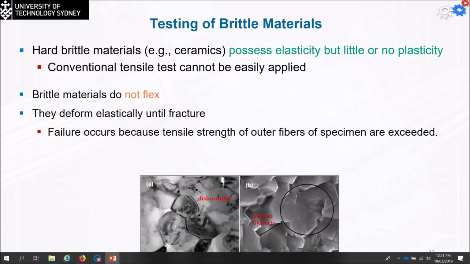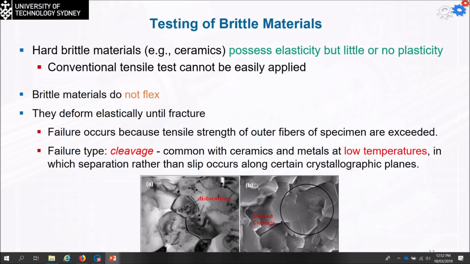So usually the failure occurs because the tensile strength of the outer fibers of the specimen is exceeded. Now this is my part. When I try to bend it, the fracture usually occurs at the end, and then it goes through all the material because the outer fibers, as we said once again, exceed the tensile strength of this material.